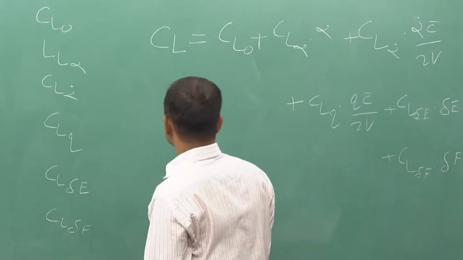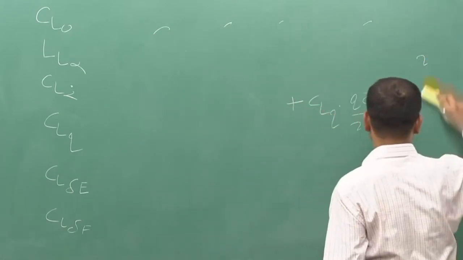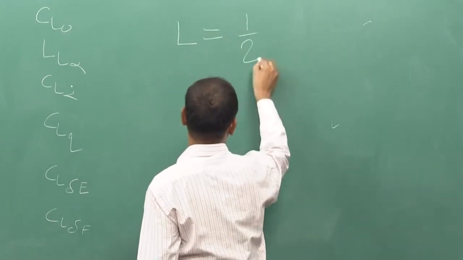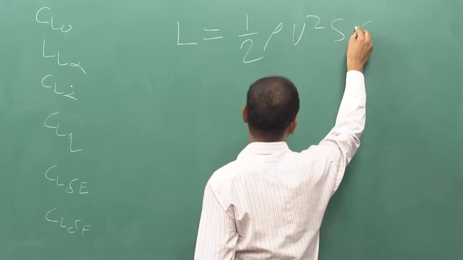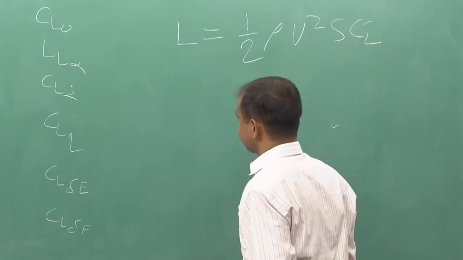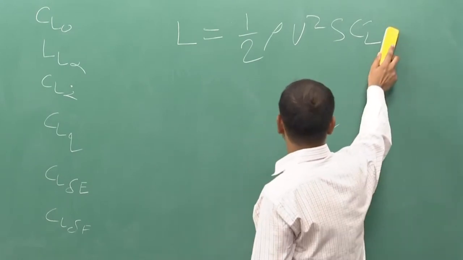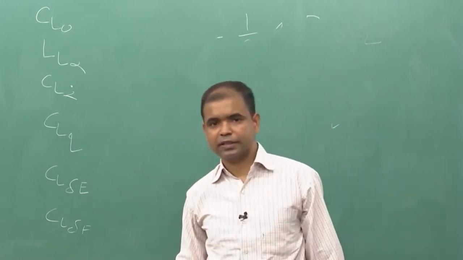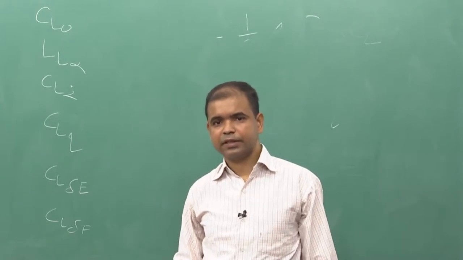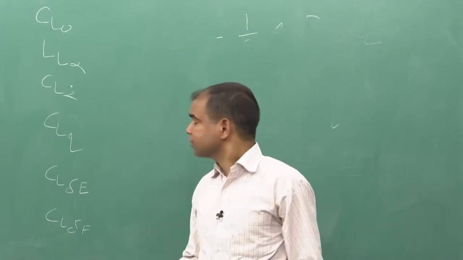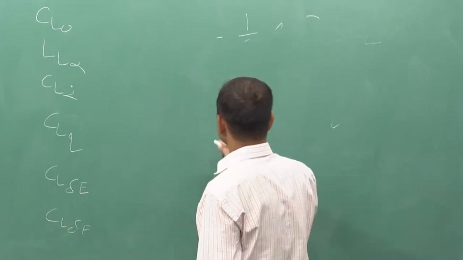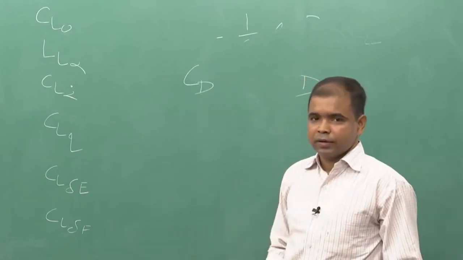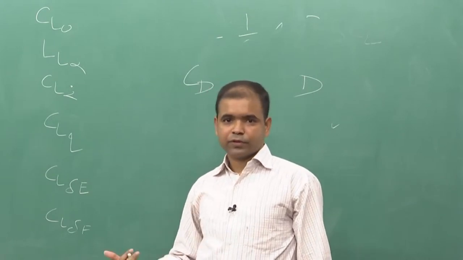So, using these coefficients, you can find CL, and once you have the CL, you can find the lift acting on the aircraft by half rho V square S times CL. Similarly, you have all the drag coefficients: CD naught, CD alpha, CD alpha dot, CDQ, CD delta F, CD delta A, CD delta R, and all other remaining coefficients. From there you can find the CD, and once you know the CD, you can find the drag, and you can find the Y forces also acting on the aircraft.